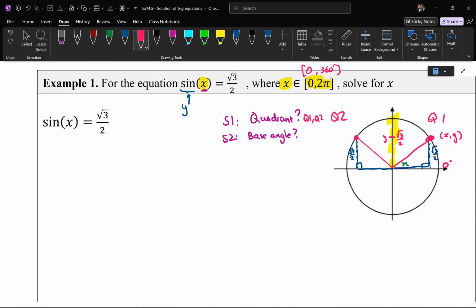That means this is 60 degrees, or what's the radians? Pi over 3. Very good. Because it goes from 6, 4, 3, 2.